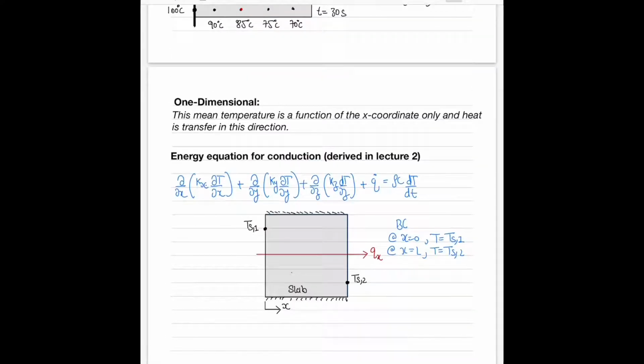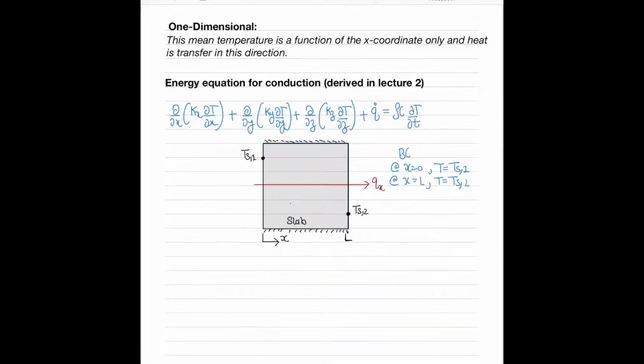Now I will discuss what is meant by one-dimensional. One-dimensional means that the temperature is a function of the x coordinate only and the heat transfer is in one direction. So here our temperature does not depend on the y or z axis. It is only a function of the x axis, and that's why it is called one-dimensional.